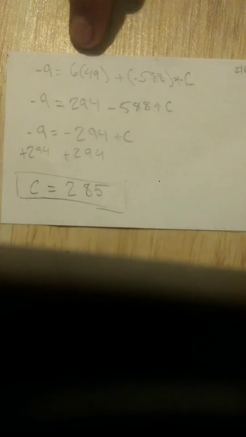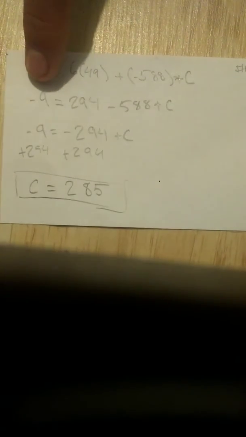Then we get 6 times 49 is 294, so you get negative 9 equals 294 minus 588 plus c. And then we do 294 minus 588, which is negative 294. So we get negative 9 equals negative 294 plus c.